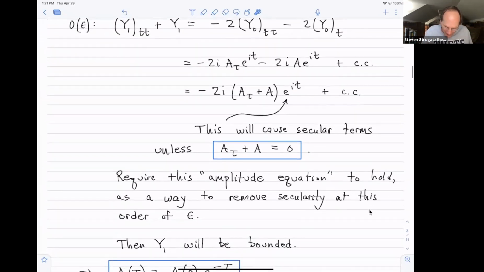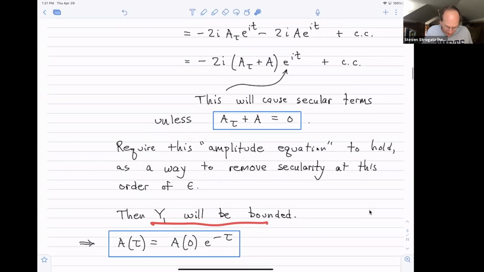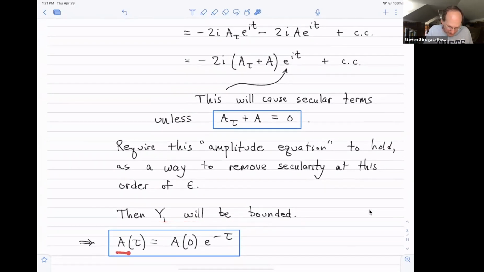So anyway, we make this condition, y1 will then be bounded. We solve for the amplitude, its exponential decay. Notice on the long time scale of tau. It's a slow decay. We have some initial condition A of 0, e to the minus tau. That's our general solution of this.